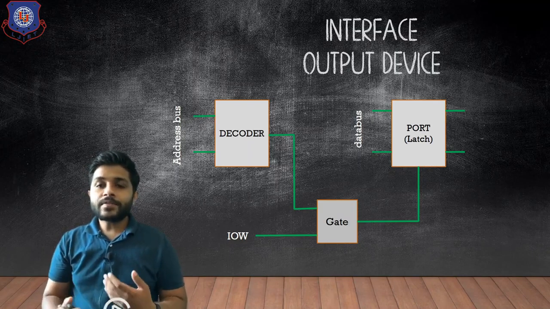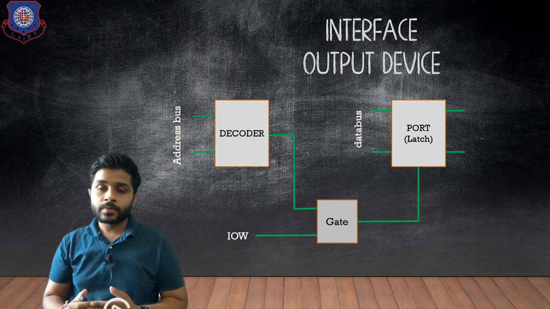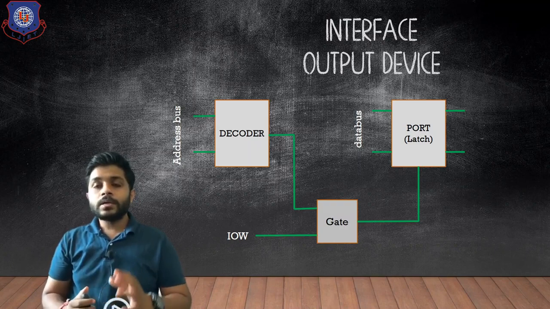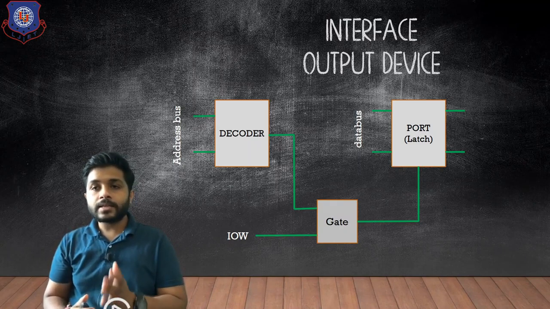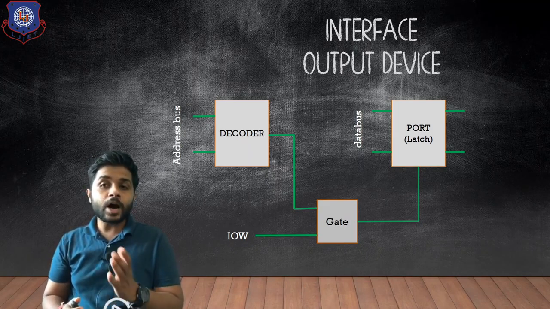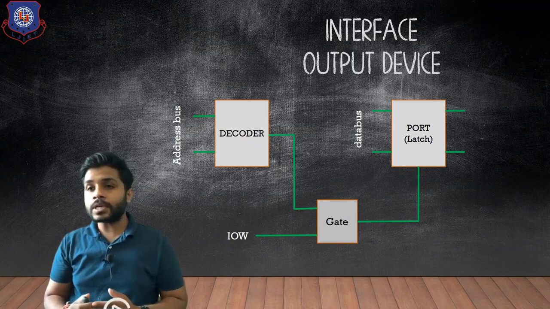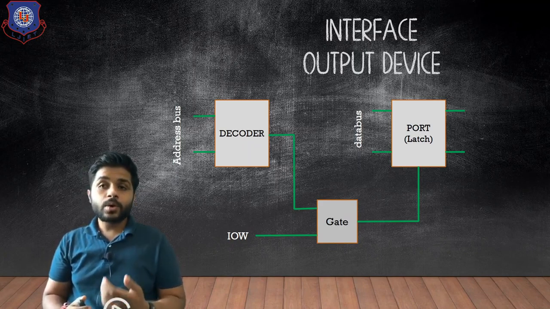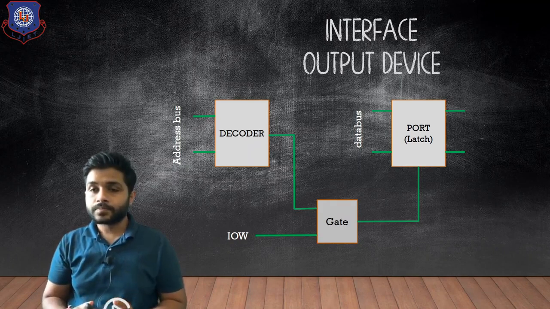Now there are different input devices and different output devices that we can connect with the microprocessor. Right now we are going to see an input device which is a switch and an output device that is an LED. So we are going to see how to interface the output device, that is the LED, with the microprocessor, and also how to interface the switch, which is an input device.